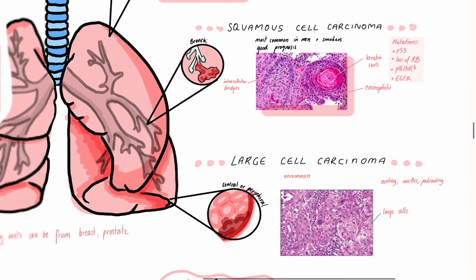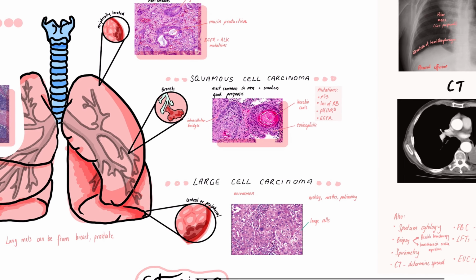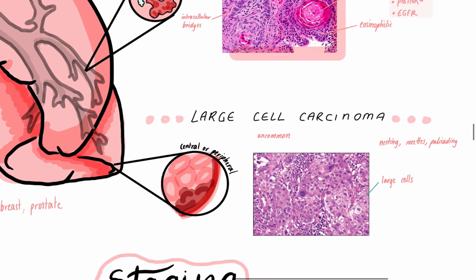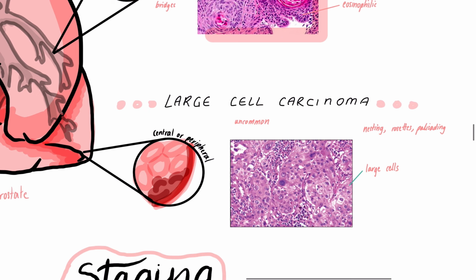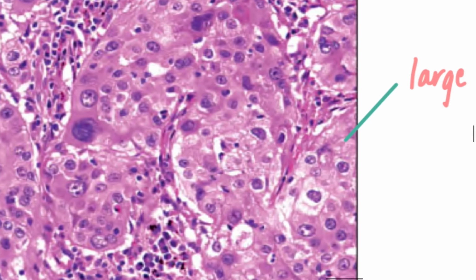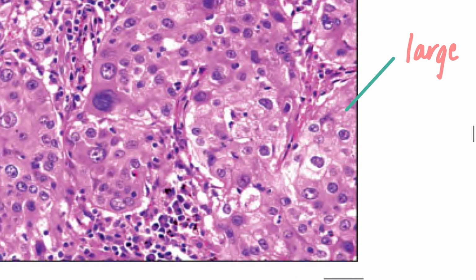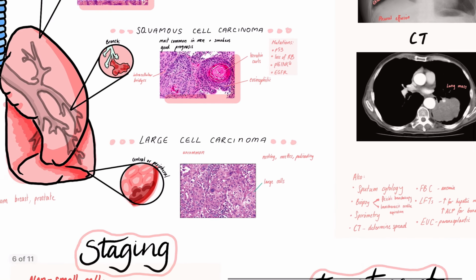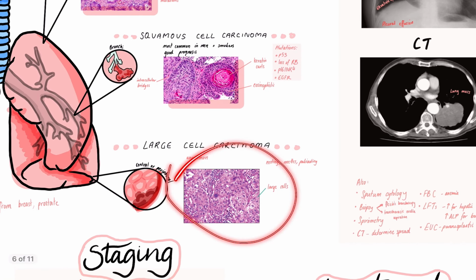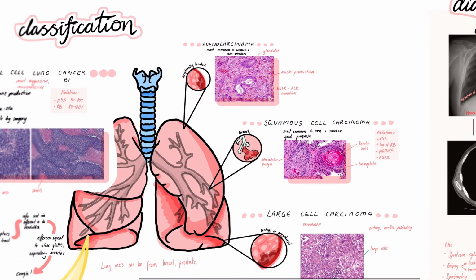The least common type of lung cancer and the least common type of non-small cell carcinoma is large cell carcinoma. So it's the rarest. It's usually found either centrally or peripherally, and if you look at it on microscopy, it's going to show up with nesting, rosettes, and palisading. I'll let you look up what that actually means. But the characteristic feature is that you get these really large cells. There's no particular organization of these cells either. So that's our non-small cell lung cancers.